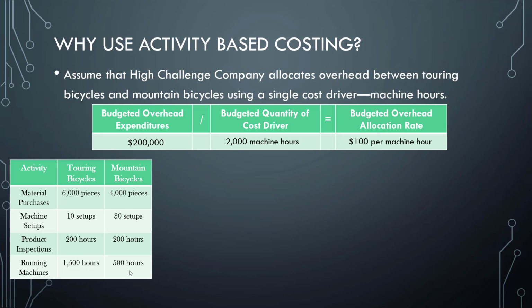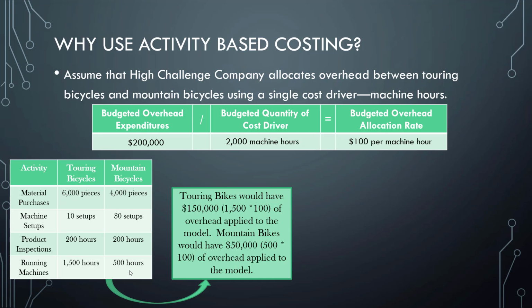How is that going to affect the profitability of our 2 different products, or at least the way we perceive that profitability? Well, the touring bike takes 1,500 hours. At a rate of $100 per hour, if we use a simple system, that's $150,000 worth of overhead that would get assigned to that particular model. The mountain bike only takes 500 hours to manufacture, and at a rate of $100 per machine hour, would only have $50,000 of overhead applied to that particular model.